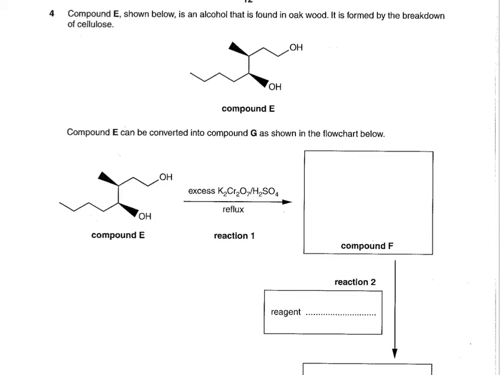So the information they do give you is that compound E is an alcohol. You can clearly see that. It's got two alcohol groups, one secondary and one primary. So let's just put that down straight away.